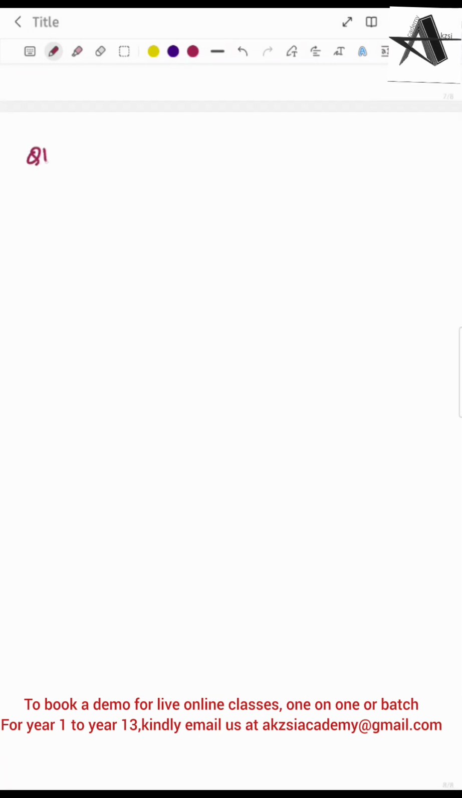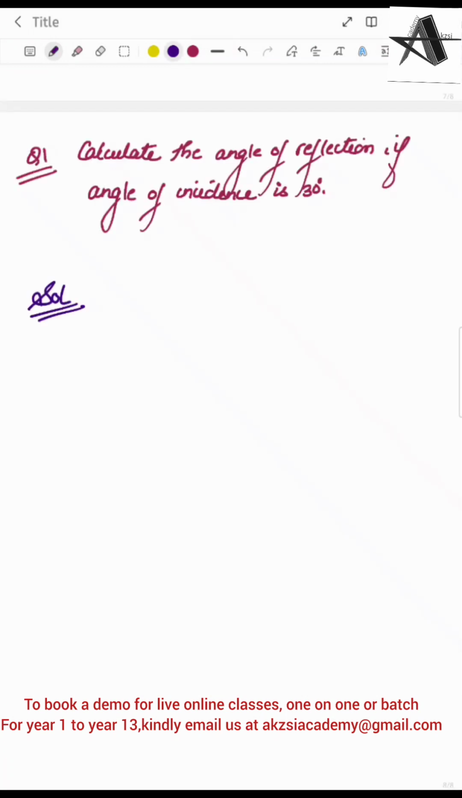Question 1 says, calculate the angle of reflection if the angle of incidence is 30 degrees. According to the law of reflection, the angle of incidence is always equal to the angle of reflection. That means theta I is equal to theta R. And if theta I is equal to 30, that means theta R will also be 30. Now let's see the next one.